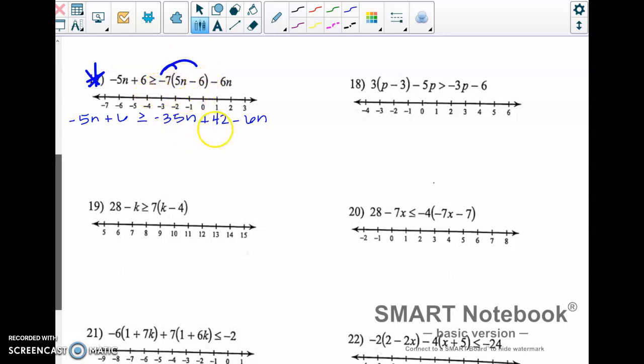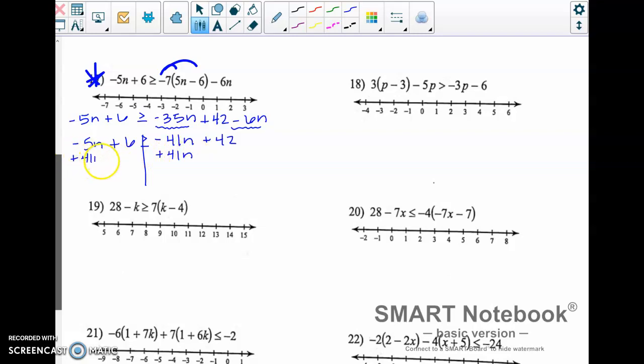The next thing I need to do is combine like terms. I have this -35n and this -6n, so that becomes -41n plus the 42. This side I haven't messed with yet, so it is still the same, -5n plus 6. Okay, at this point, I have n's on both sides, so I could do this one of two ways. I could add 5n to both sides, or I could add 41n to both sides. Either way should help me solve this problem. So I'm going to add 41n to both sides to get rid of that larger one.